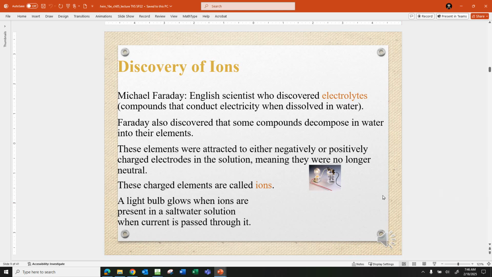This little picture here is like a really makeshift battery, basically. He had a positive rod and a negative rod, and he saw that certain things were attracted to those rods and stuck to those rods. So it was from Thomson's work and Millikan's work with the oil drop experiment that came the word ions.